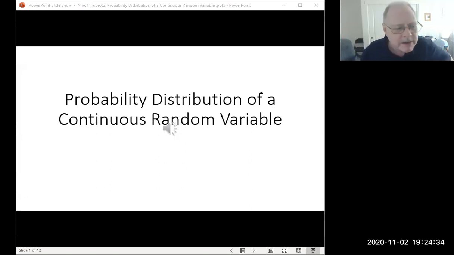So this presentation is on the probability distribution of a continuous random variable. And this is in modules 11 and 12 in the OLI textbook. It's topic 2 in the corresponding section of the workbook for the class, the module 11-12 section of the workbook. So that's starting on page 327 in the November 2020 edition of the workbook.